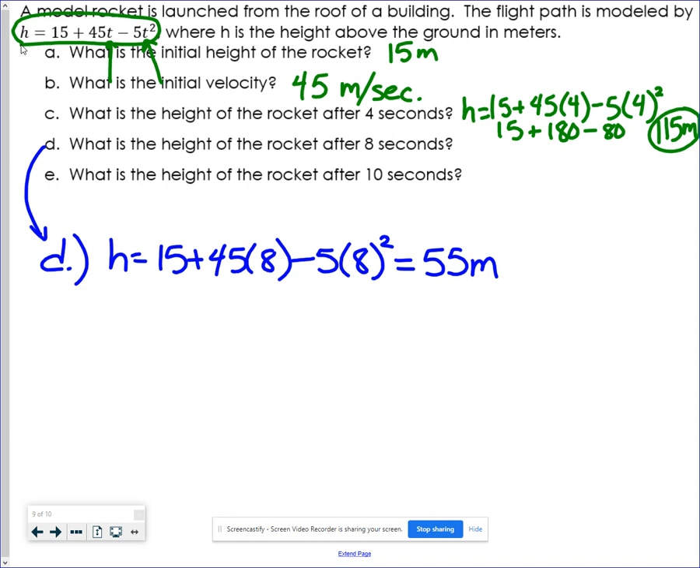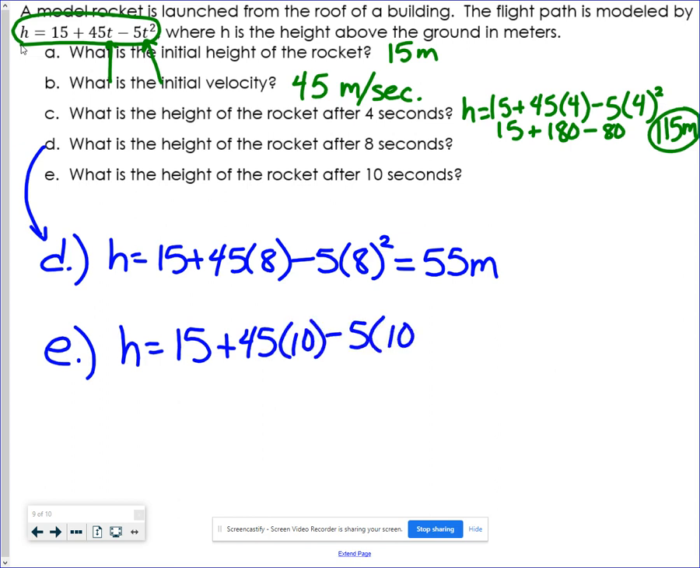If at 8 seconds, it's already at 55 meters and it's coming down at 10 seconds, I'm not real hopeful here. I would have that the height would be 15 plus 45 times 10, which would be 450, minus 5 times 10 squared, so 10 squared is 100, times 5 is 500. This gives me negative 35 meters, which means, again, it already hit the ground.